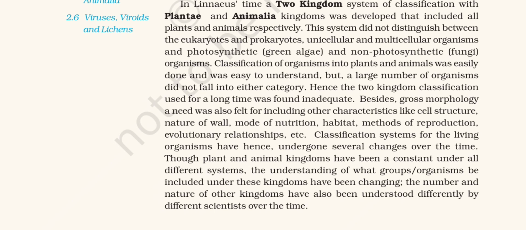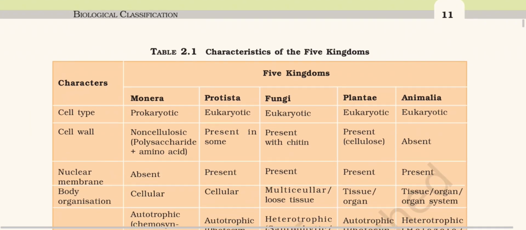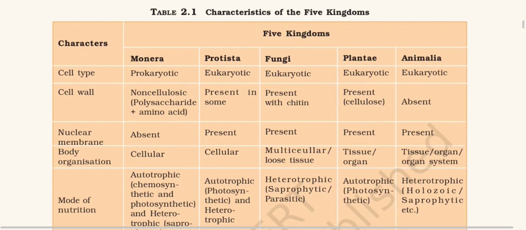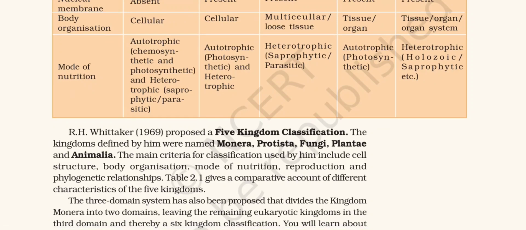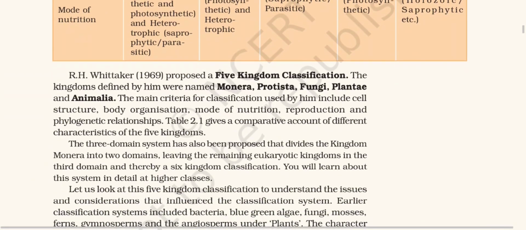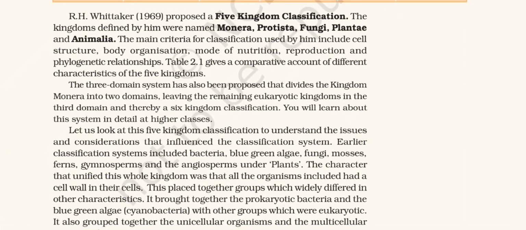Table 2.1 Characteristics of the Five Kingdoms. R. H. Whittaker, 1969, proposed a five-kingdom classification. The kingdoms defined by him were named Monera, Protista, Fungi, Plantae and Animalia. The main criteria for classification used by him include cell structure, body organization, mode of nutrition, reproduction, and phylogenetic relationships. Table 2.1 gives a comparative account of different characteristics of the five kingdoms.